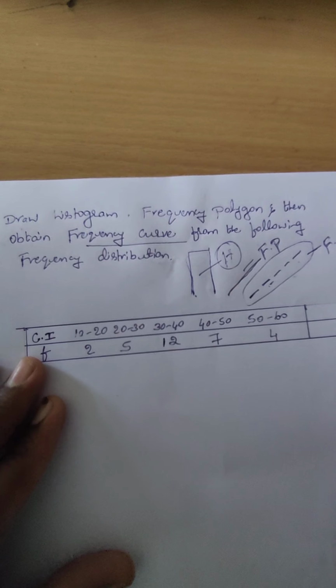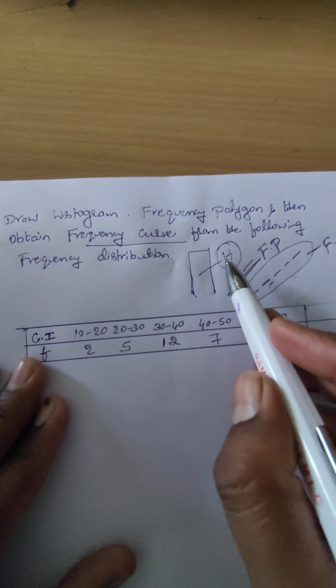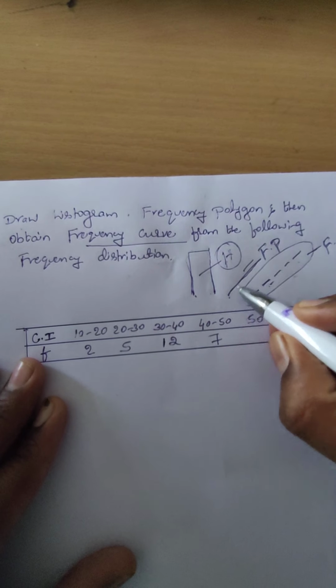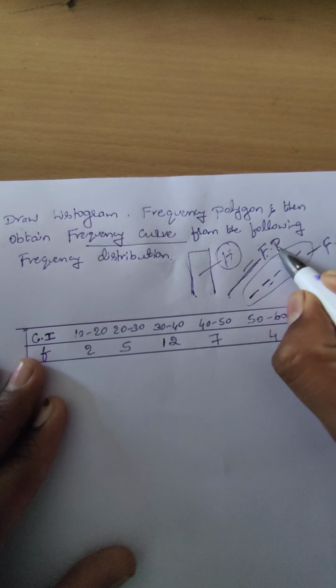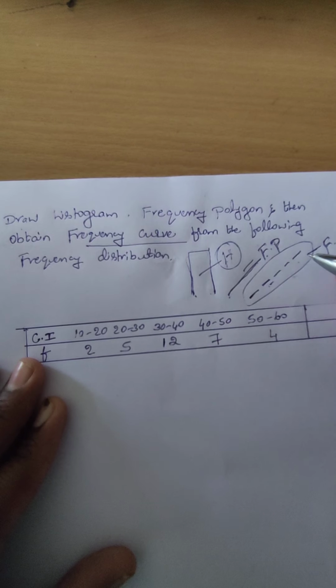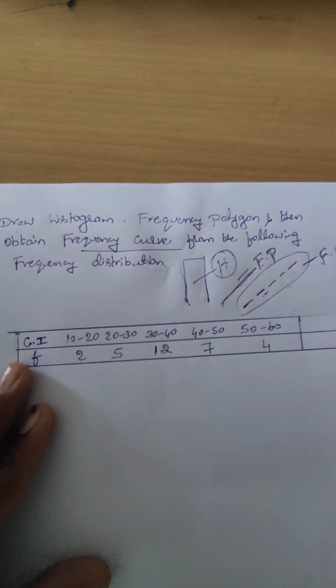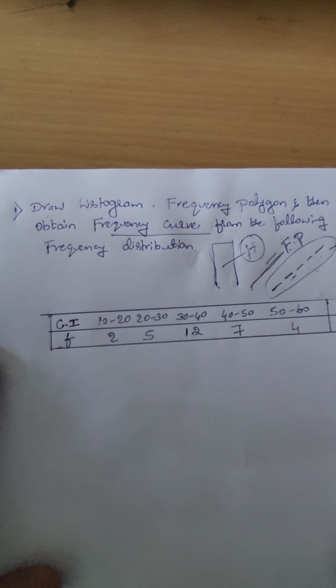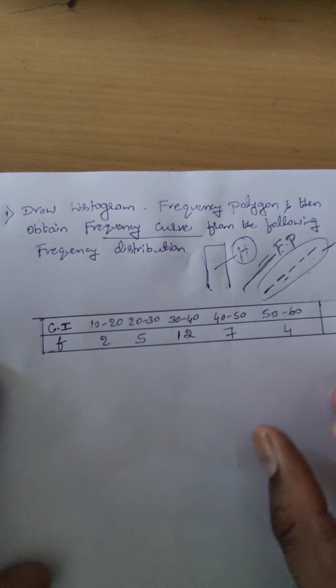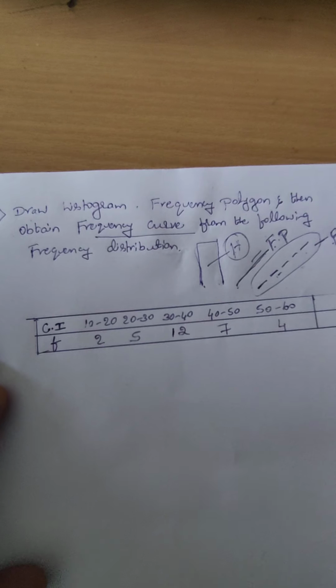Bar diagram is called a histogram. The straight dark line is called a frequency polygon. The dotted line, the smooth freehand curve, is called a frequency curve. So in this video we are going to learn all three concepts in a single problem. Let us solve one problem.